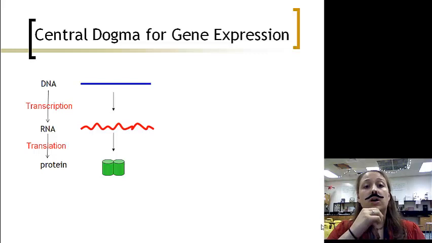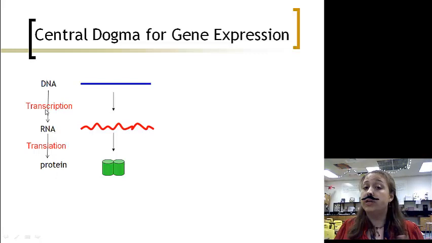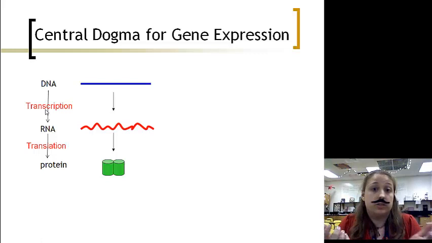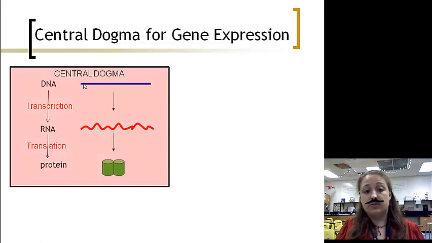The central dogma of gene expression is the big overall idea that every living thing must go through to express its genes and get a protein. The central dogma is DNA to RNA to protein, through two different processes. DNA to RNA is through transcription. You're transcribing it, making it into a new language, just like scribes would. Then you're translating it. You're reading the language and producing something. In translation, you read it and translate it into a protein. So this is the central dogma.